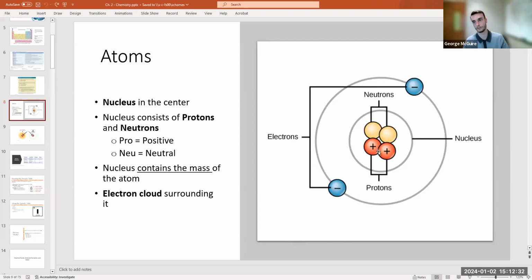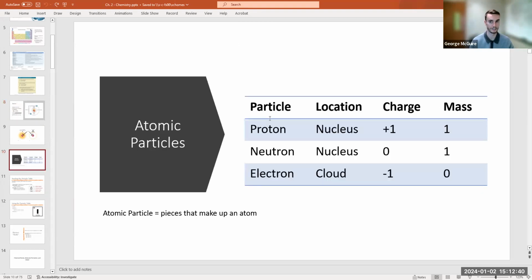So more about these subatomic particles. Again, we have protons, neutrons, and electrons, and they all have specific properties. Let's go ahead and skip to that page. The protons and neutrons, which are found in the nucleus, are the only atomic particles that carry mass. So if there are two protons and one neutron, that is a mass of 3 for that element.